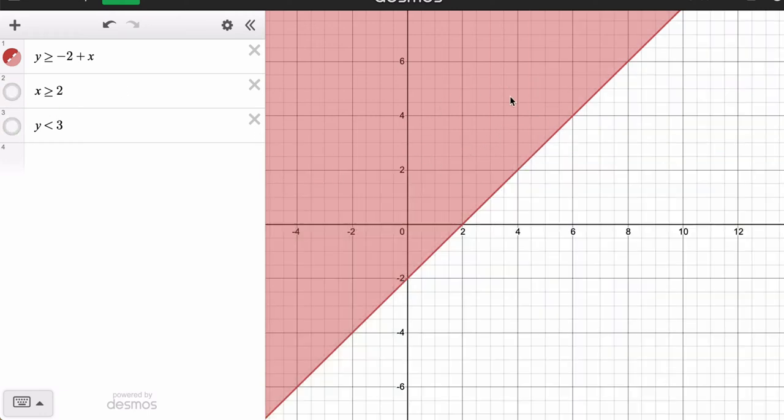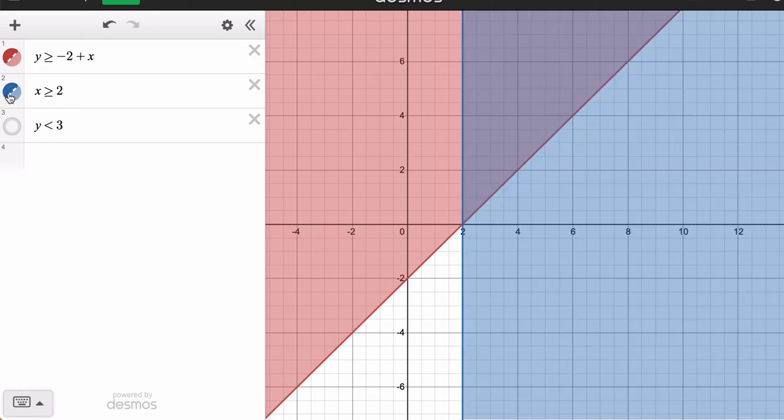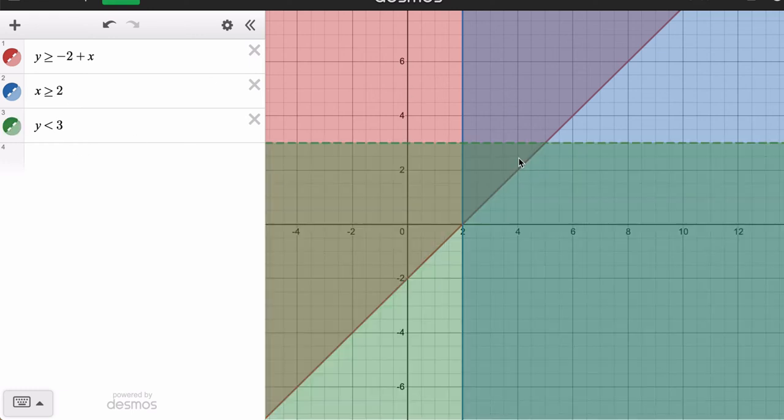So in this first case, we want any point in this region here. But then that region gets smaller. We want now any point in this region here where those two inequalities overlap. And then finally, we narrow it down to this region down here where all three regions overlap. And so we are looking at any point in this region here as satisfying all three inequalities.